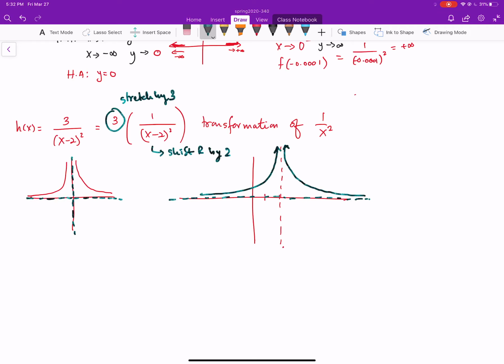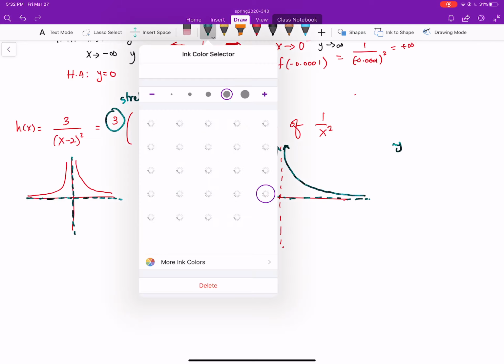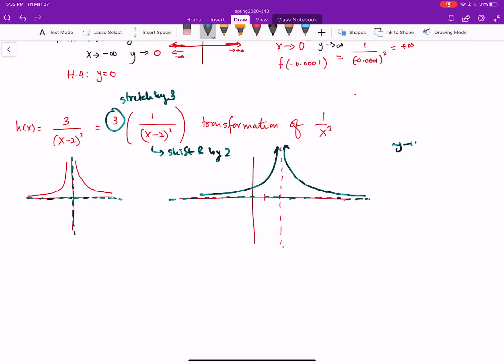Since I crossed the y-axis, I just need to know what's going on at the y. So for the y-intercept, I'm looking at when x is 0, I am at y equal to 3 over 4. So this location over here is what we are calling (0, 3/4).